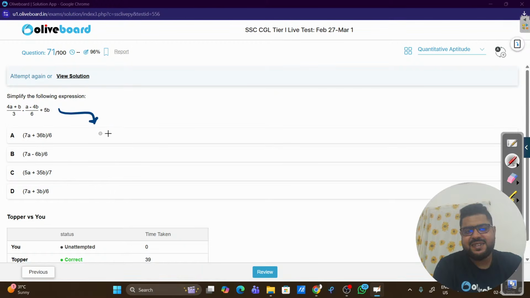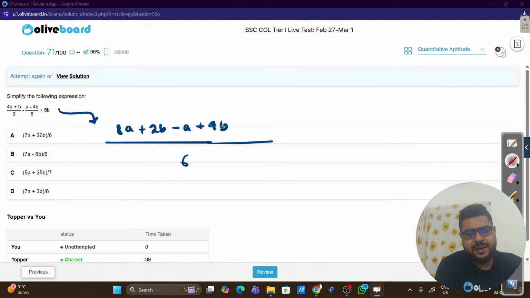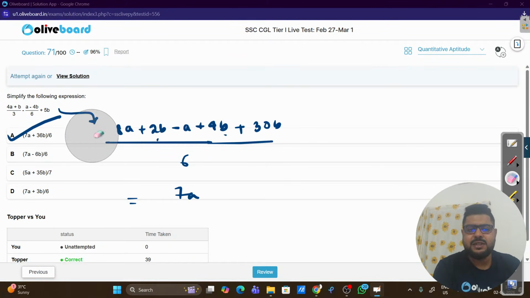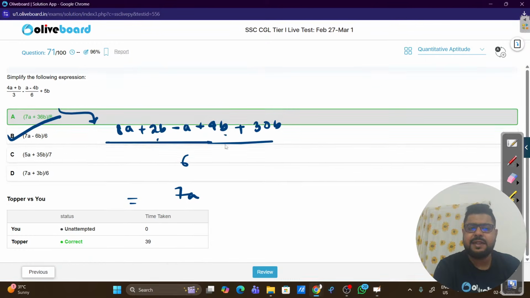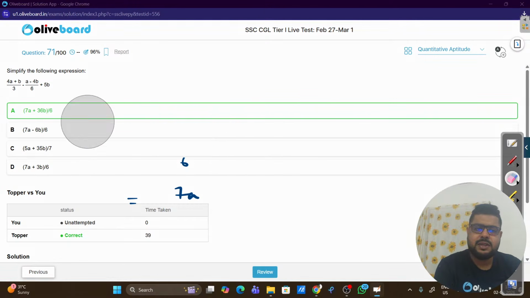Last couple of questions. Sir, 6 is the LCM. Let's do. 2, 8A plus 2B minus A plus 4B plus 6, 5 is a 30B. Sir, this is 7A. 4, 6, 36B. That means option A. I don't need to do anything because there is no other option which is having that type of a value. Sir, done. Done, understood. Moving on.